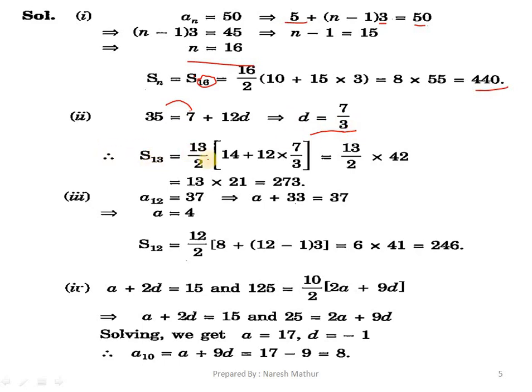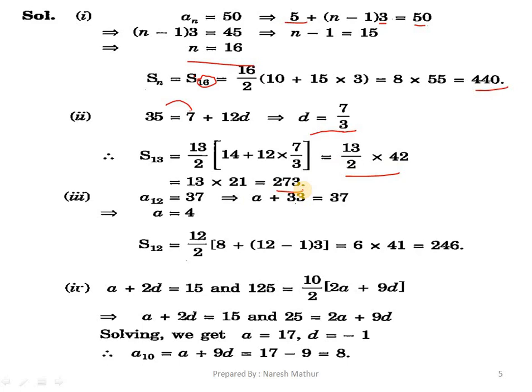Now just put the values of a and d in the formula. So we have n by 2 times 2a plus n minus 1 d. After solving it, we have the value of the sum of 13 terms as 273. Easy.